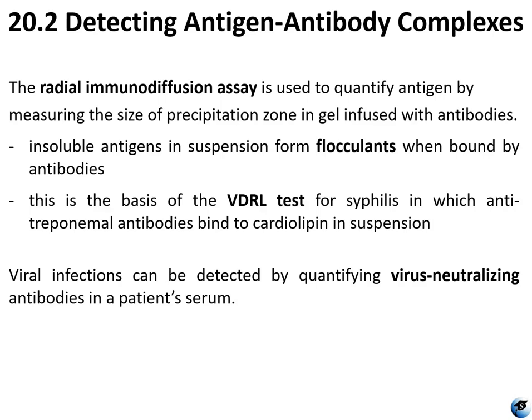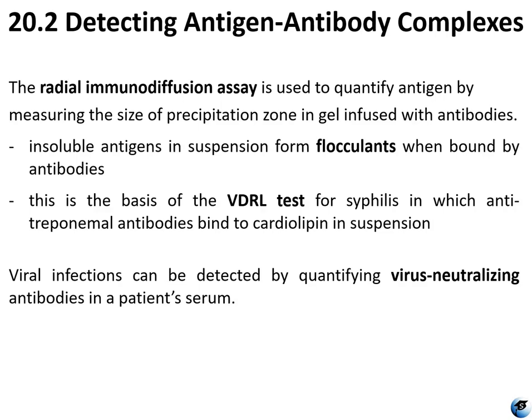So you have insoluble antigens. These are put in suspension. Okay, so it's the solid going into liquid suspension, and it forms flocculants, which are then bound by antibodies. This is the basis of the VDRL test for syphilis, in which antitreponemal antibodies bind to cardiolipin in suspension.